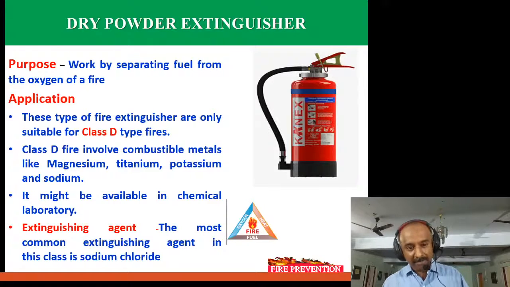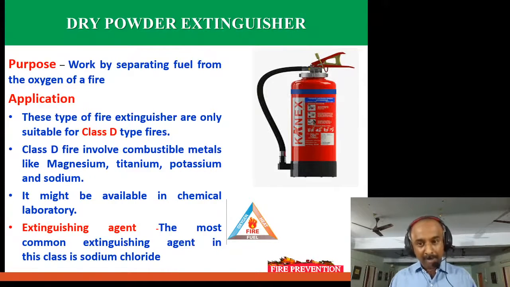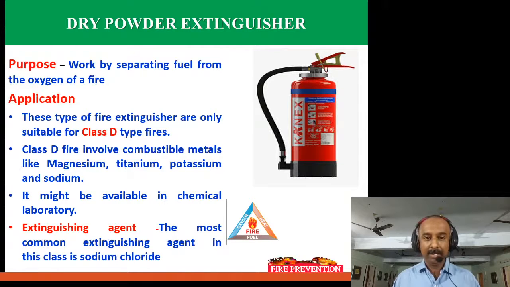Next one, dry powder extinguishers. The dry powder extinguisher is more suitable for class D fire involving combustible metal. So the purpose remains the same, working by separating the fuel and the oxygen of the fire, which is sufficient to cut off the fire.